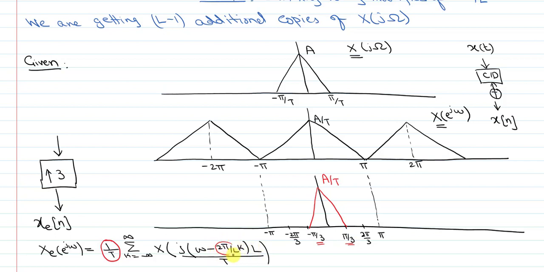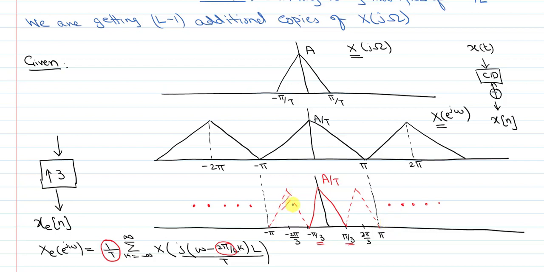And then what I see is that I get shifted versions by 2 pi by 3. So I will get another version of this shifted over here, and I'll get another version of this shifted over here. And of course, there will be then repetition of this beyond pi and minus pi. So this is what the Fourier transform of my expanded sequence looks like.